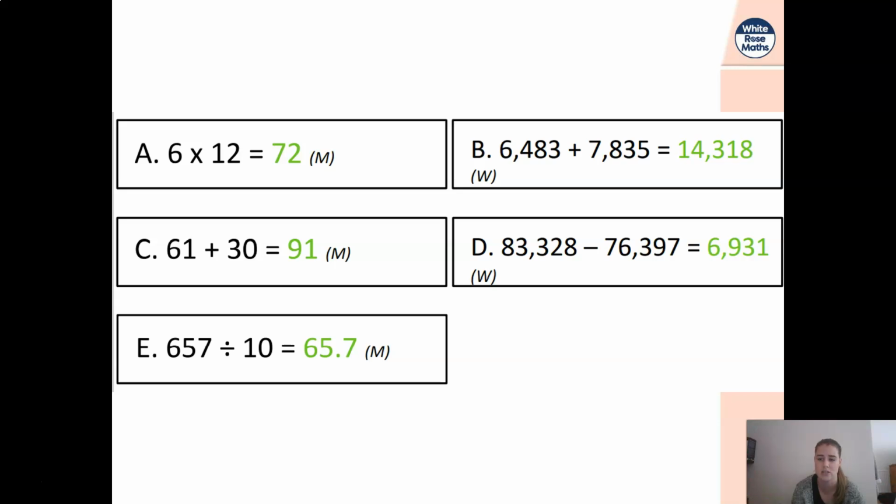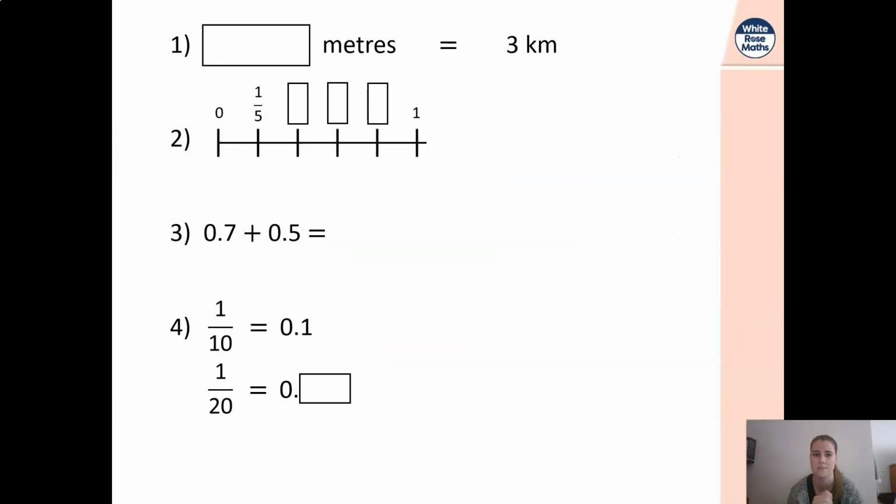So we've got 6,931. And dividing by 10, we know the number gets smaller. So if you imagine your decimal would have been here, we know if we do the trick where you move your decimal, so you're going to move it once to the left there. So it gets 10 times smaller. So it's 65.7. So well done if you got all of those correct. I assume most of you would have done because we've been smashing these out of the park this year.